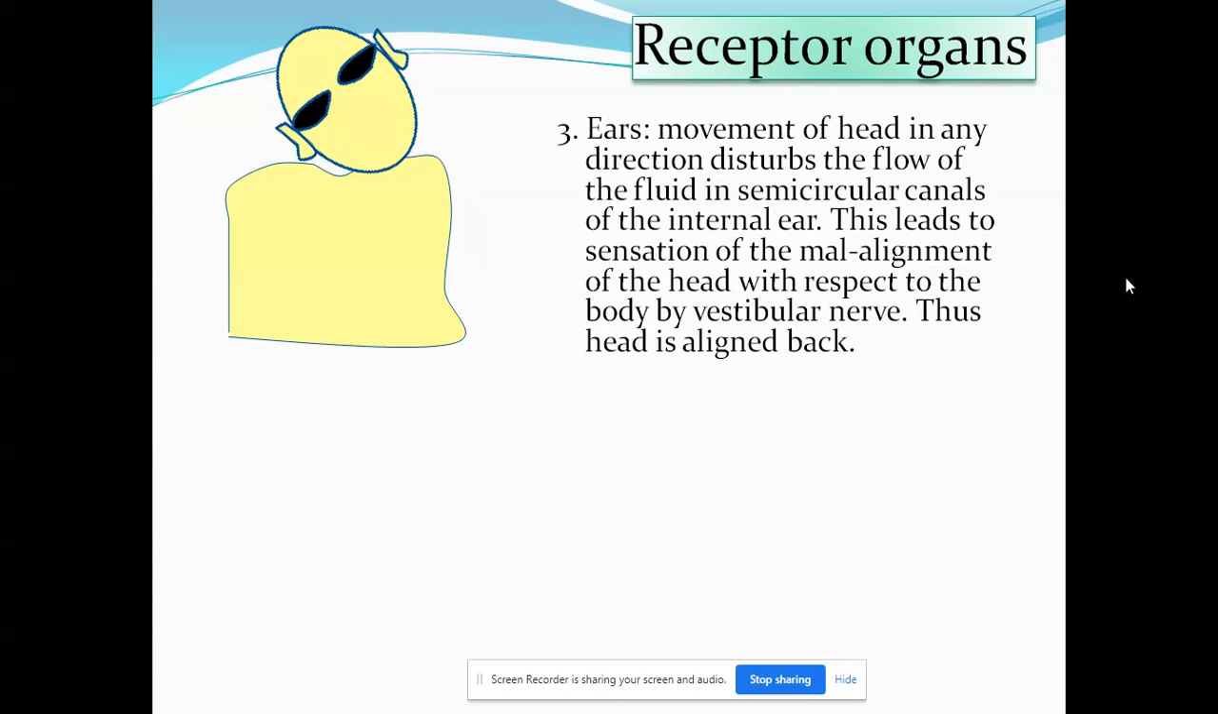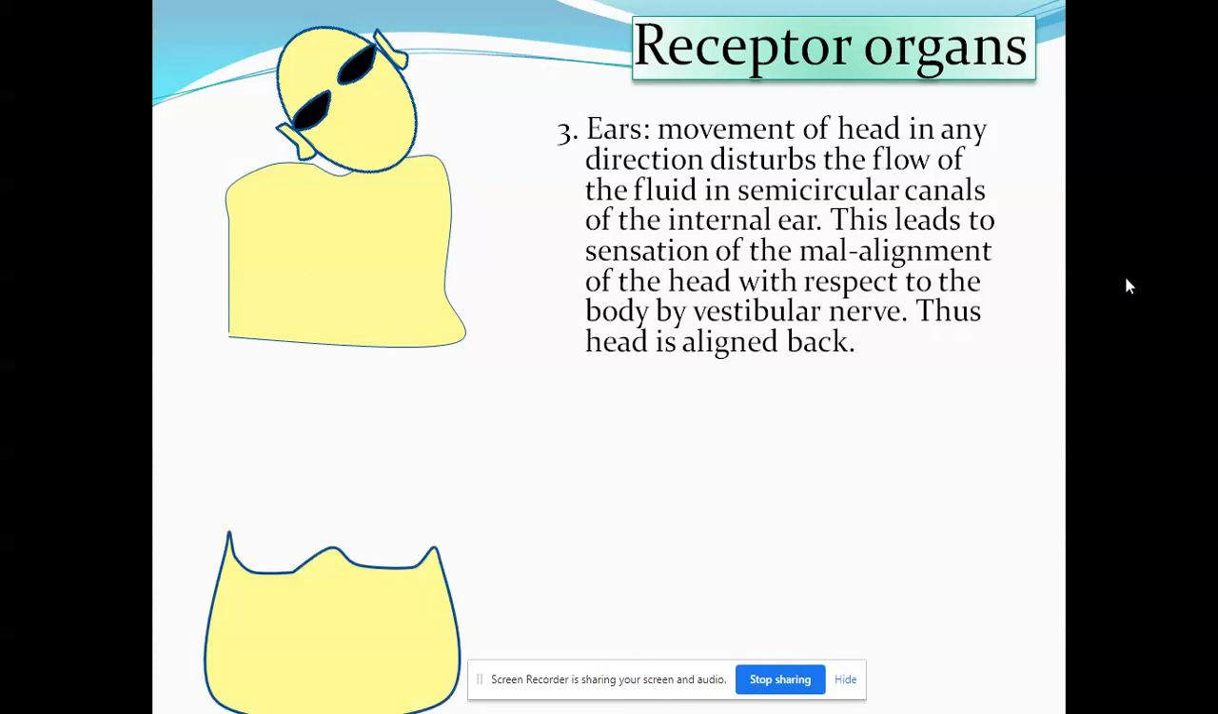At that time the brain realizes that my head and neck is not aligned in a straight line with my trunk. Hence, it sends the signal to the musculature of the head and neck to align it back to the center, that is right on the top of your trunk. That reflex is known as vestibular reflex.